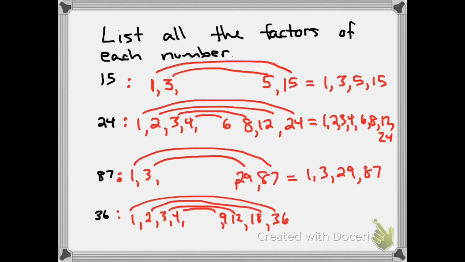5 will not work. And then 6 puts us in the middle. 6 times itself will get us to 36. So there's a lot there for this one. So we got 1, 2, 3, 4, 6, 9, 12, 18, and 36. I don't think I missed any.